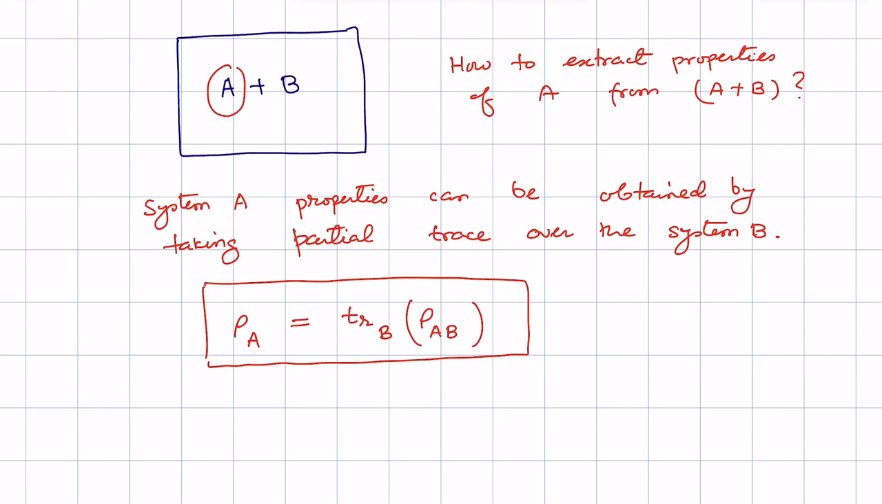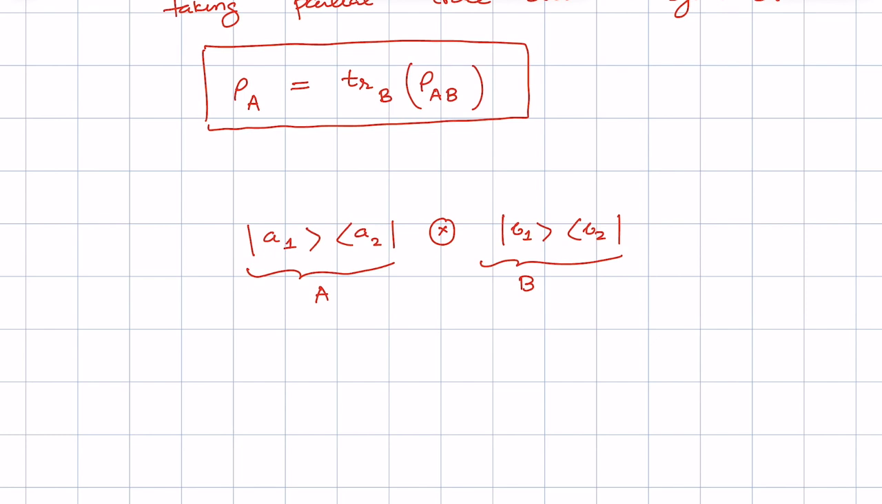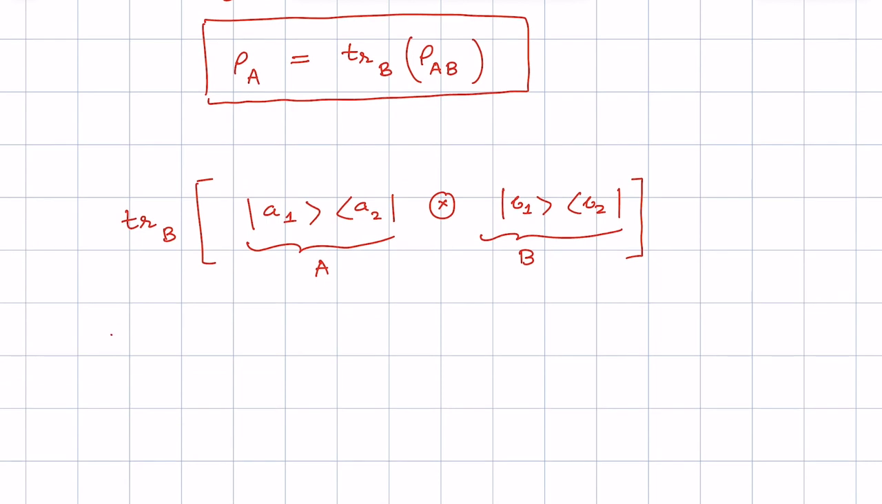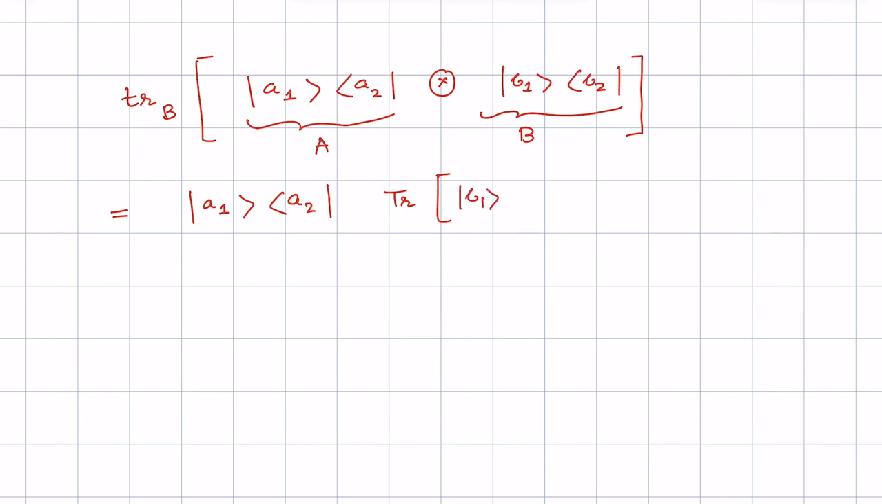Let me give a clearer explanation of this partial trace issue. To do that, let us suppose that the composite system is represented this way. I will explain what it is. I am assuming that system A and system B are separable. So this part refers to system A and this part refers to system B. This is how I represent the state of the composite system. Now, if I trace out B, what I mean is I will take the trace over B only. So system A is not going to be affected by this trace operation. So I will take that out and take the trace over B. This is what I'll have.